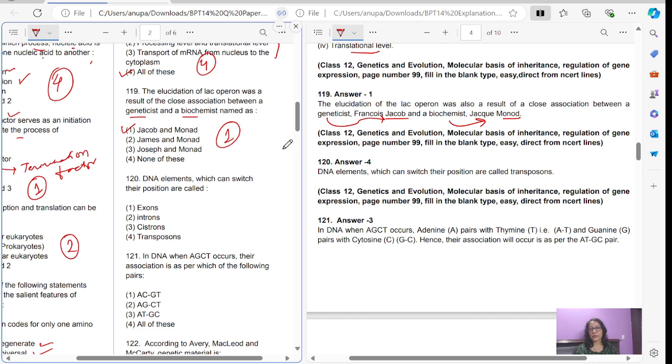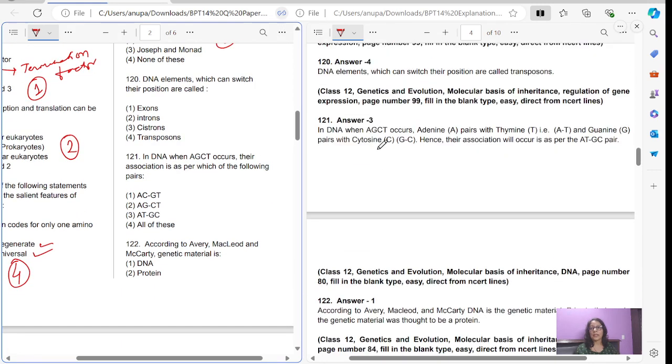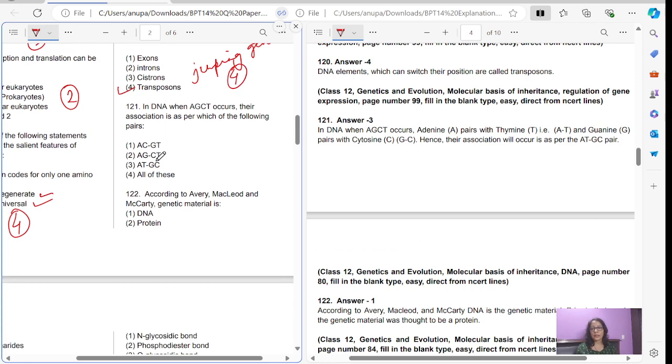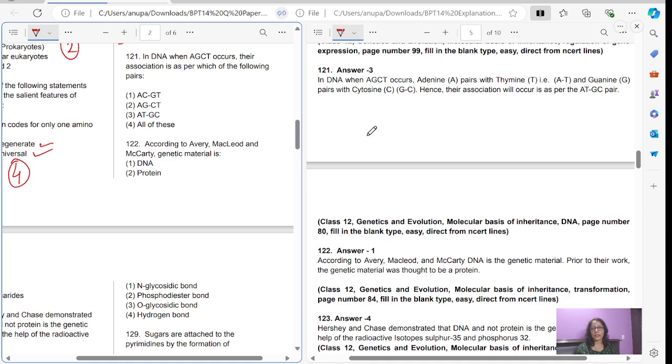Now let's move to the next question, that is question number 120. It states that DNA elements which can switch their position are called. This is also an easy and a very common question. And the answer of this question, that is DNA elements which can switch their position, are commonly or popularly known as transposons. And they are also known as jumping genes. So the answer for this question will be option number 4. Now let's move to the next question, that is question number 121.